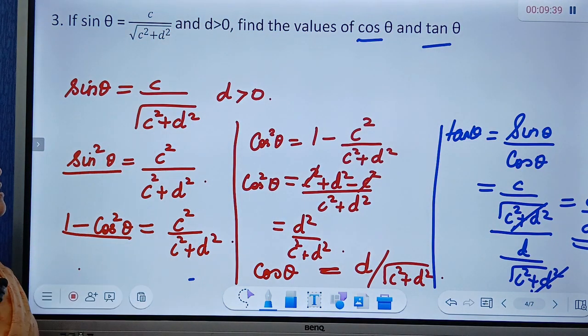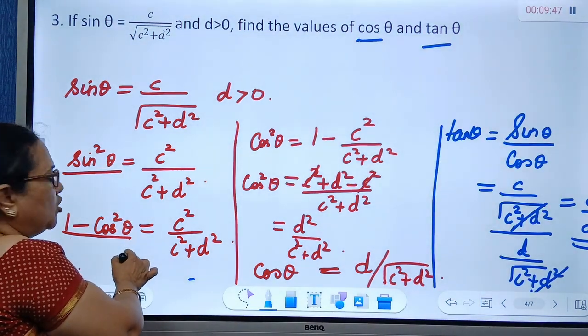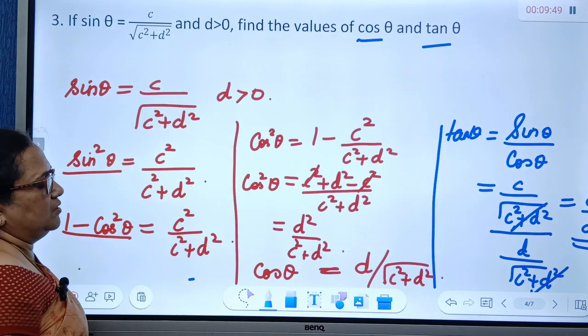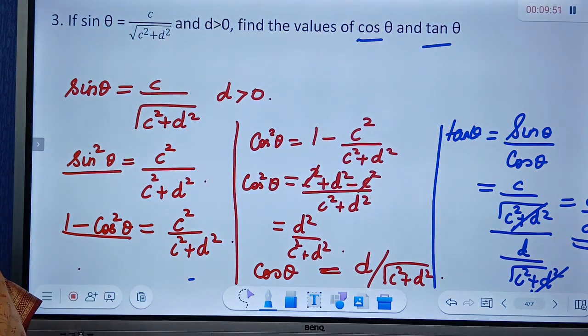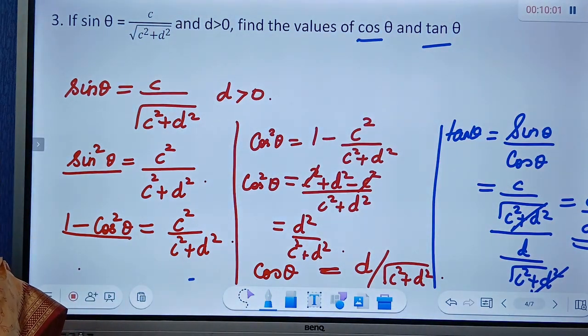Given sin theta, because sin square theta plus cos square theta is 1, you can find the value of cos theta. I have replaced sin square theta by 1 minus cos square theta to find the value of cos theta. And tan theta written as sin theta by cos theta. Sin theta is given. We have found cos theta. Substitute, it simplifies to c by d. Is it clear?